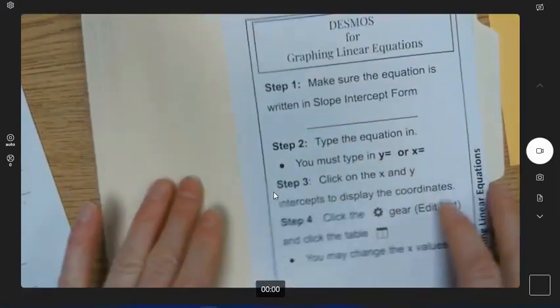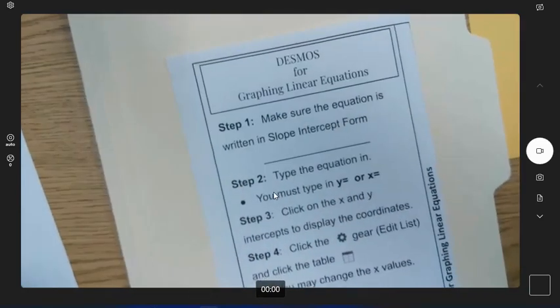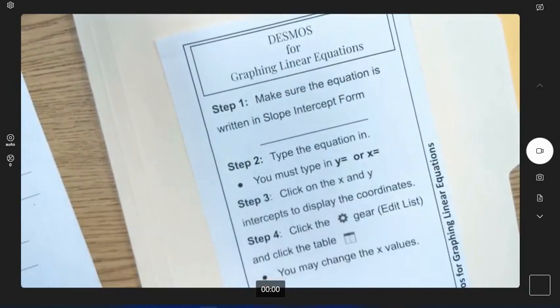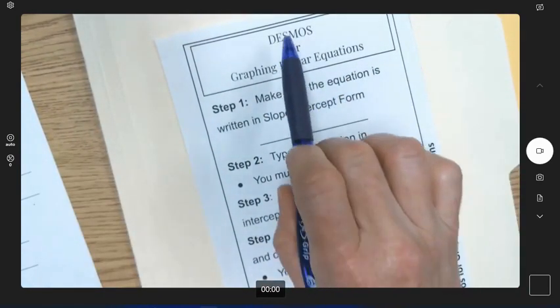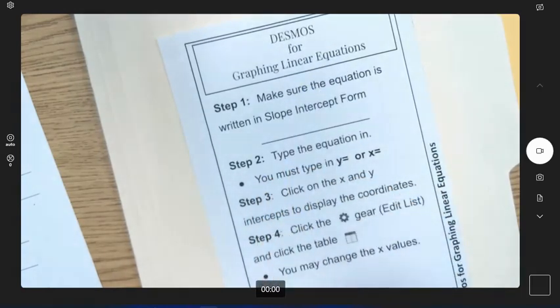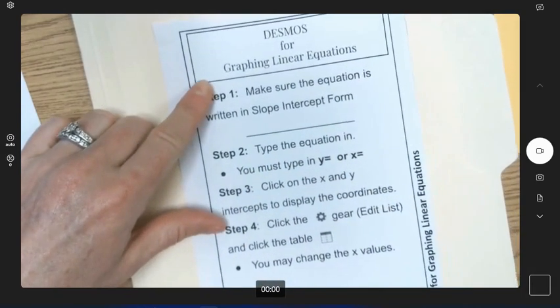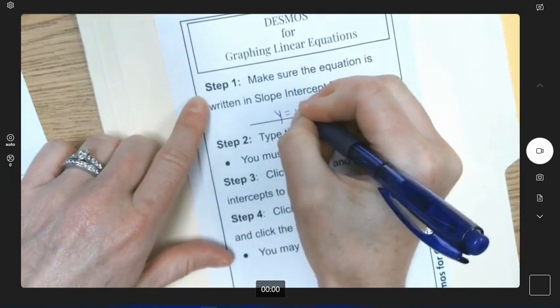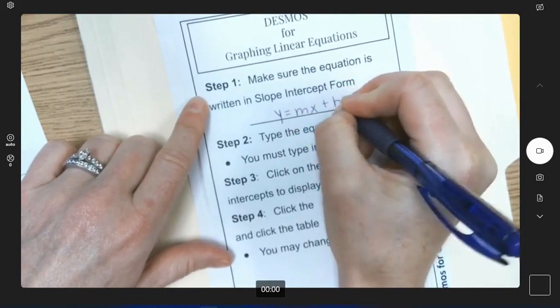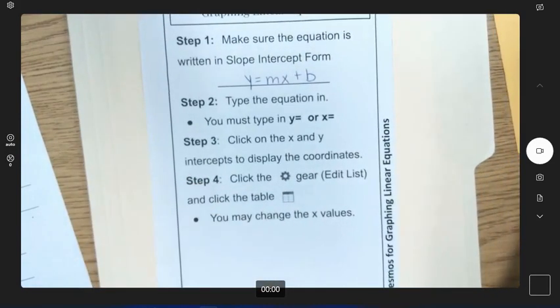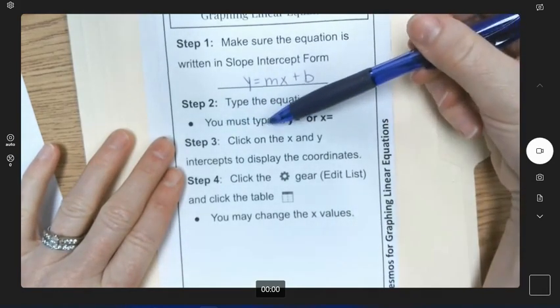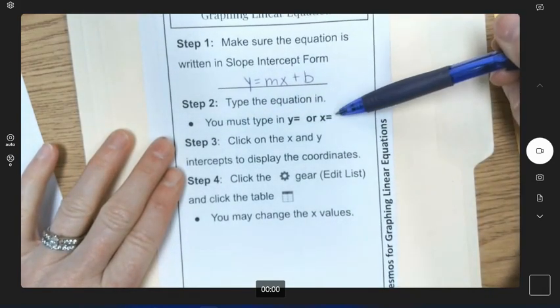So here are the instructions. On every Desmos paper that you get, it will have instructions on one side, examples on the other. So this says Desmos for graphing linear equations. Step 1, make sure the equation is written in slope-intercept form. So that's y equals mx plus b. Step 2, type the equation in. You must type in y equals or x equals.